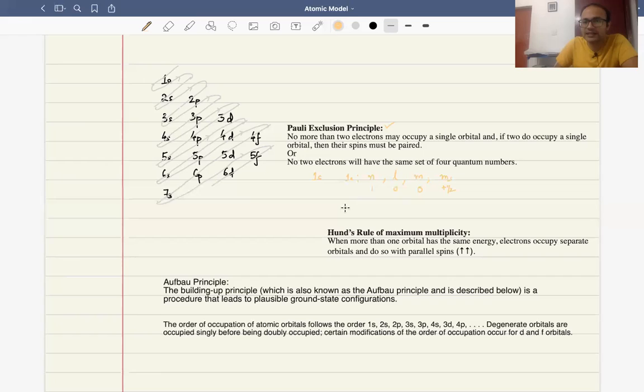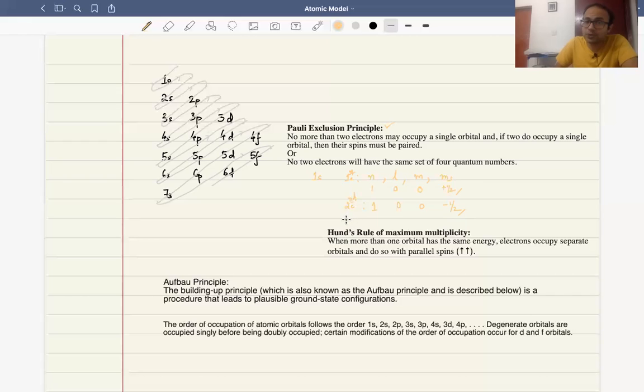Now, if I consider another electron, that is the second electron in this particular orbital, do not confuse it with any subshell or orbital. I'm talking about electron one and electron two. This is the first electron. This is the second electron. When I talk about the second electron, it would be 1, 0, 0, and minus half. So you see, there are two electrons in this orbital. Both have at least one of the quantum numbers different, and that is the spin quantum number.